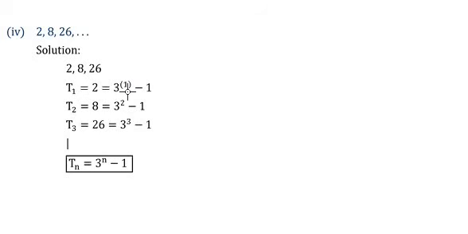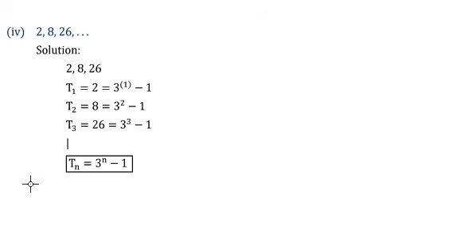So similarly for Tn: here T1, T2, T3, Tn. When we put here 1, we put 3 power 1, when we put here 2 we put 3 power 2, when we put here 3 we put 3 power 3. So similarly 3 power n, and we also put minus 1 with this. So Tn is equal to 3 power n minus 1. So this is the answer of question number 1 part number 4.